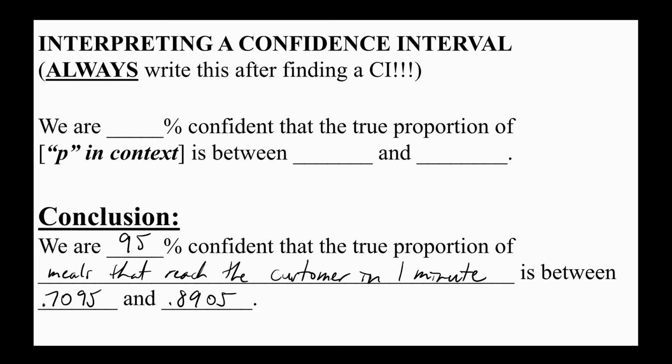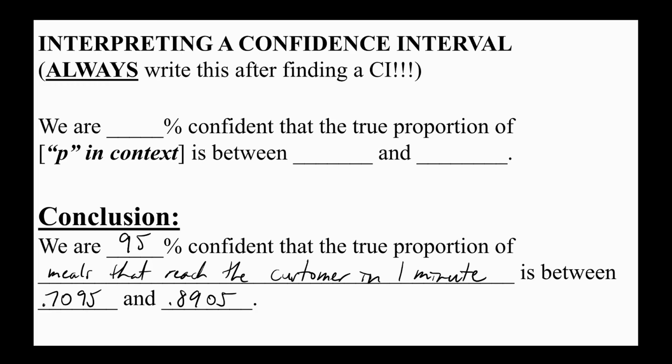You're kind of predicting the future, because I haven't kept track of every single meal and the time it gets to the customer. I've only done that for 70, right? They only did that for 70. So based off of that sample, we are making predictions really about the future, about the question.